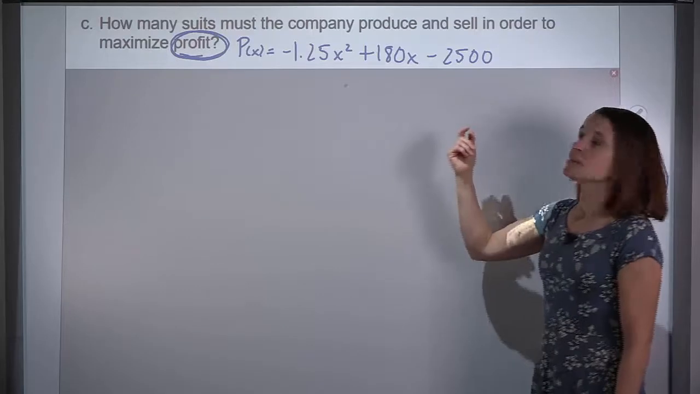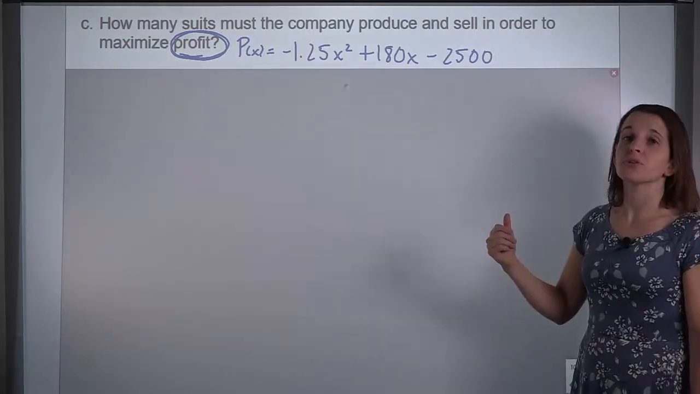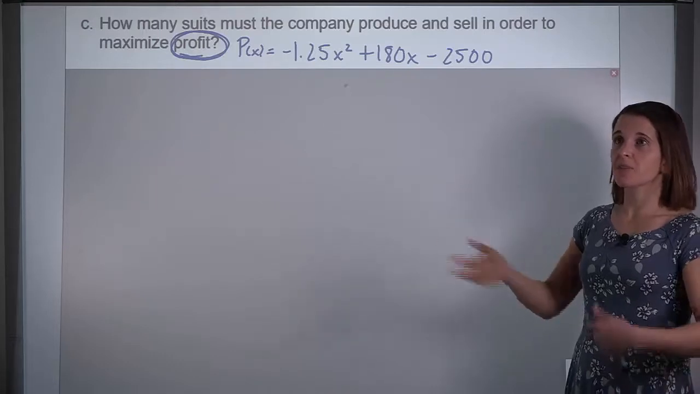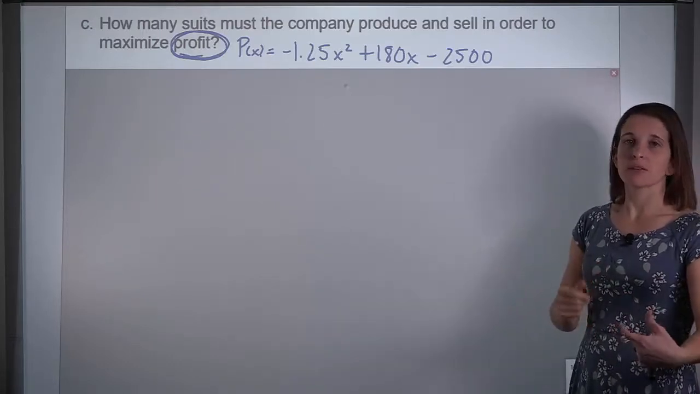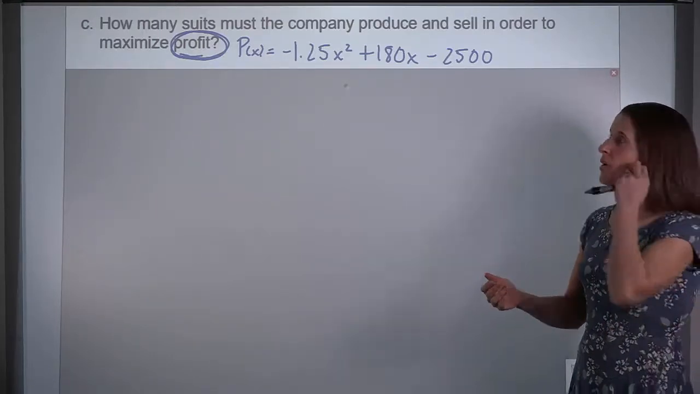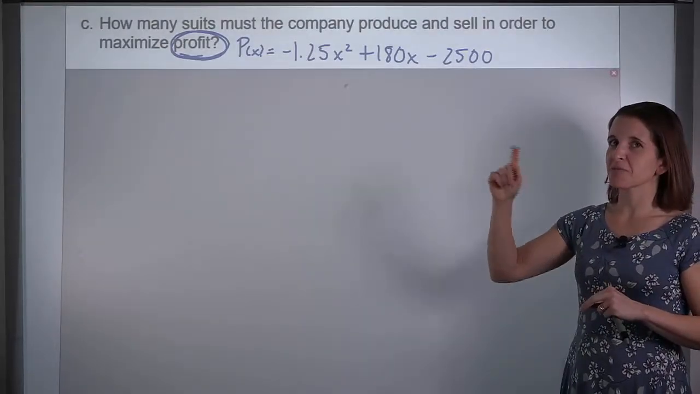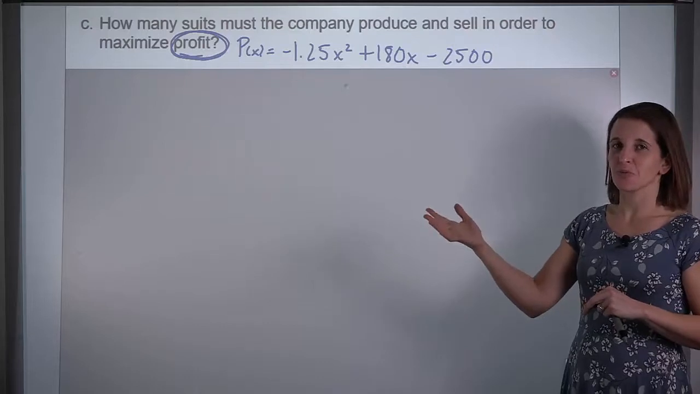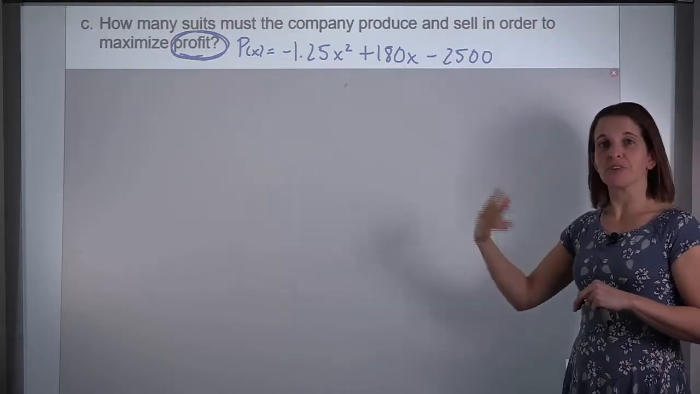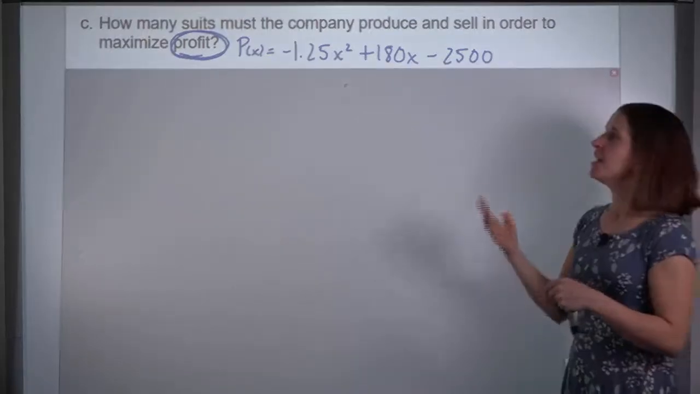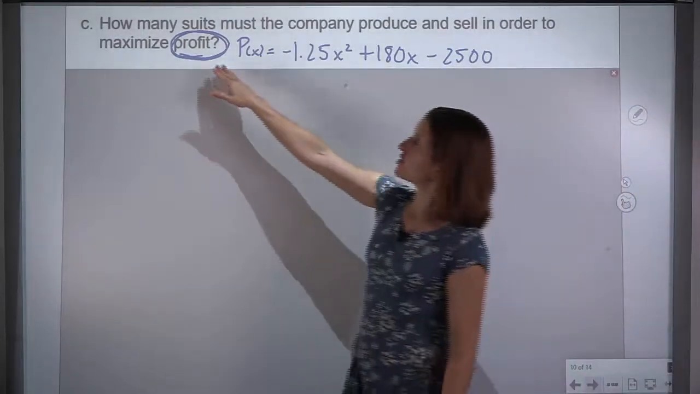How many suits must the company produce and sell in order to maximize profit? Now read these questions carefully because another question could say minimize cost or maximize revenue. So whatever function they ask you to maximize or minimize, that is the function you would take the derivative, set equal to 0, find critical values, right, verify with the second derivative, and answer the question. So that's pretty easy. Whatever function, that's the one we're using.